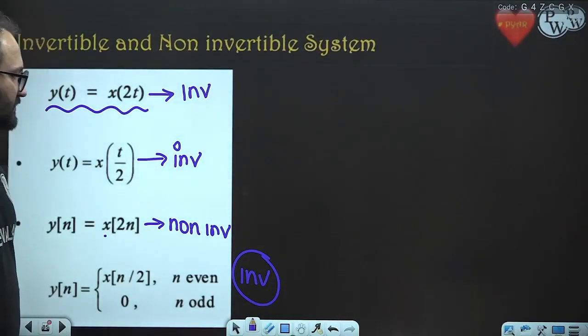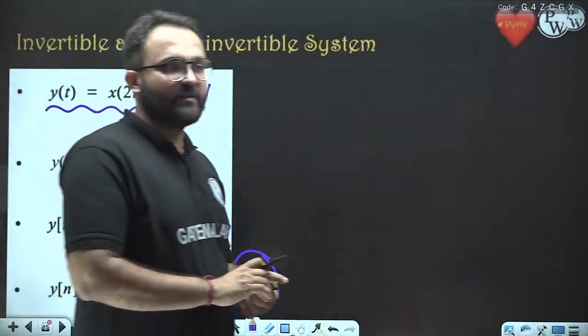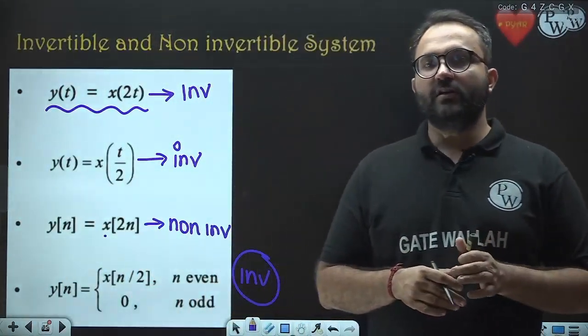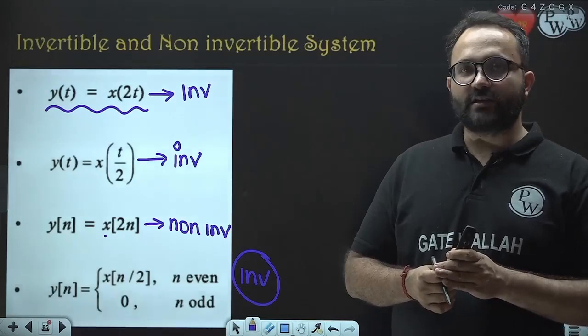So these are the things that we had to cover, the types of systems. We have covered all the types of systems. I hope these systems are clear to all of you.